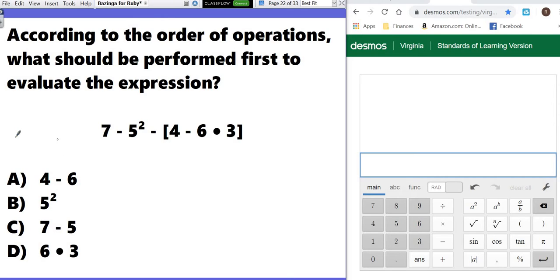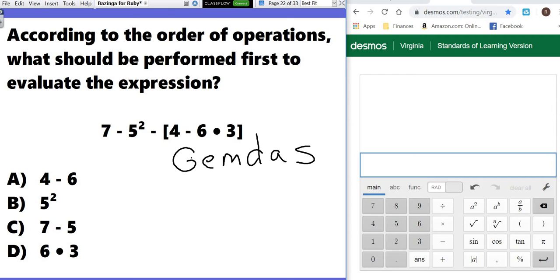Okay, now we talked about order of operations. We didn't do a lot with it just because we have Desmos, but we've got to be able to answer questions that are posed this way.